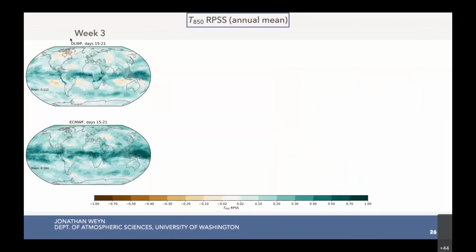This is for week 3 forecast, where our DLWP model is on top and the ECMWF ensemble is on the bottom. And the first thing you probably notice is that the majority of the high skill scores occur over the tropics, especially over the oceans. This is not too surprising, as there is a lot of longer-term predictability in the tropics. However, even at week 3, we do see that our DLWP ensemble has positive skill scores over most of the land masses, with exceptions in North America, but is still lagging behind the ECMWF ensemble.